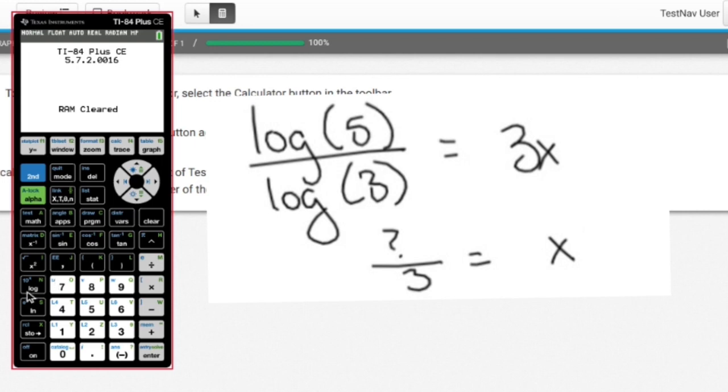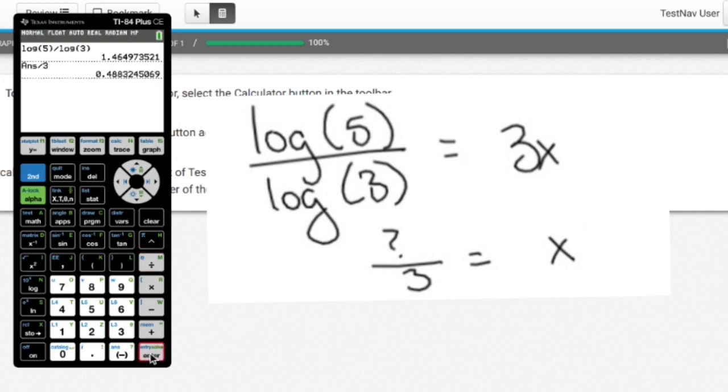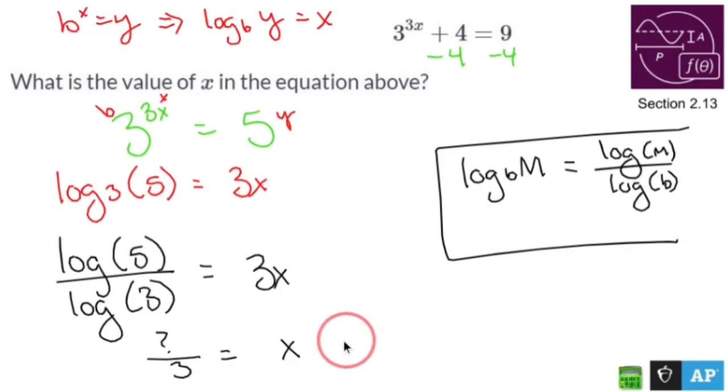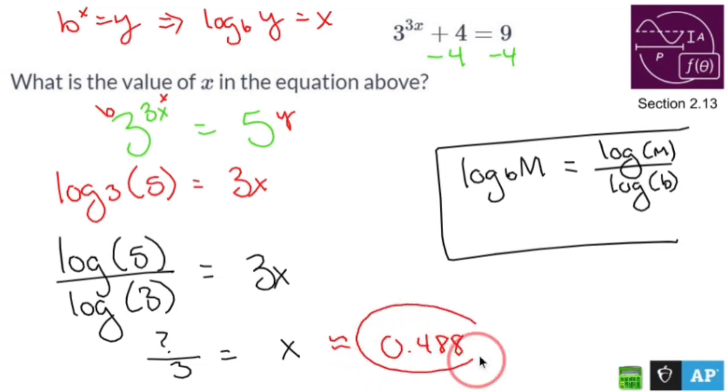Okay, log of 5 divided by log of 3. There's my gross number. Divide that by 3, and my answer is going to be 0.488. And I'm going to round it there. All right, so after all of that, I got 0.488. Terrific.